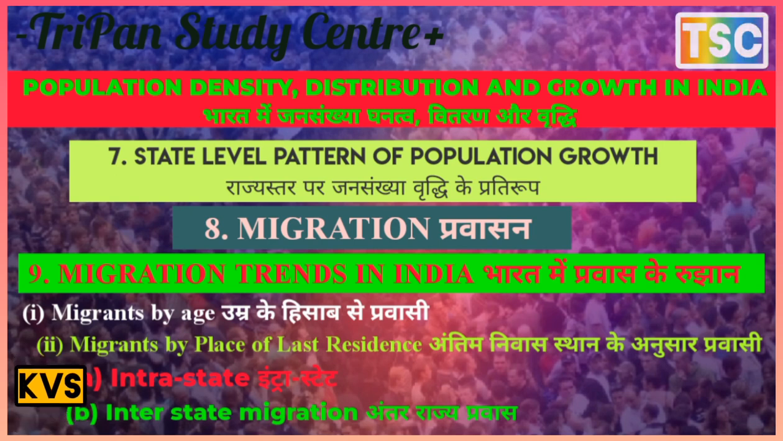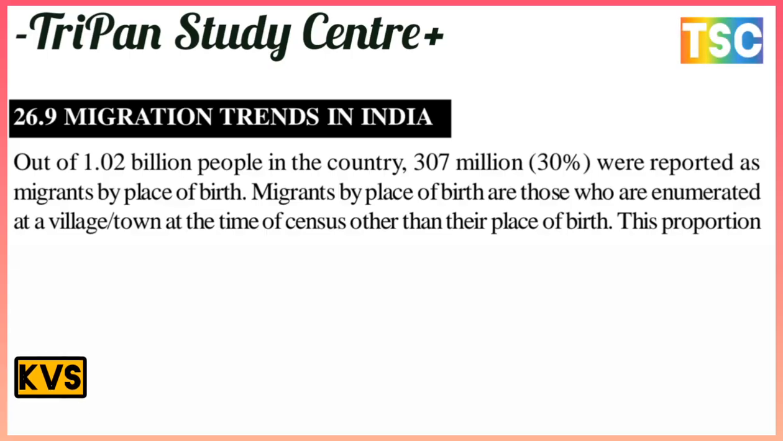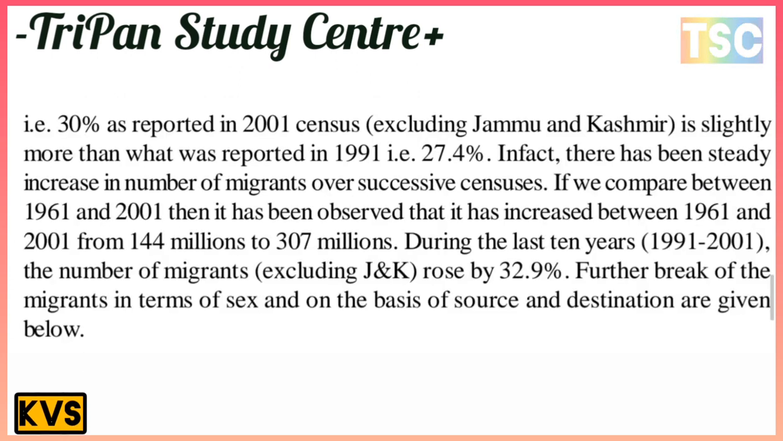Migration trends in India: out of 1.02 billion people in the country, 307 million, about 30%, were reported as migrants by place of birth. Migrants by place of birth are those who were enumerated in a village or town at the time of the census other than their place of birth. This proportion of 30% as reported in the 2001 census, excluding Jammu and Kashmir, is slightly more than what was reported in 1991.